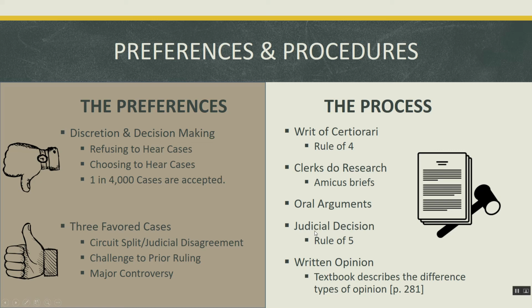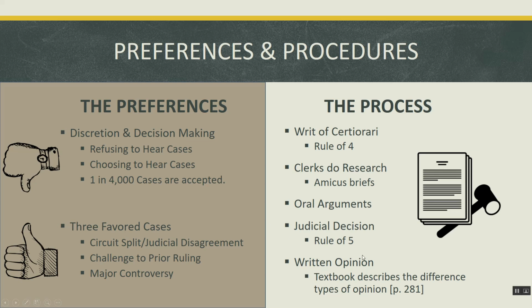After oral arguments, the next step is the judicial decision. During the judicial decision, the justices get together and they have a discussion about how they should rule in the case, who they should side with and why. And then they're going to advance to the final stage where they publish their decision and the reasoning in what we call a written opinion.